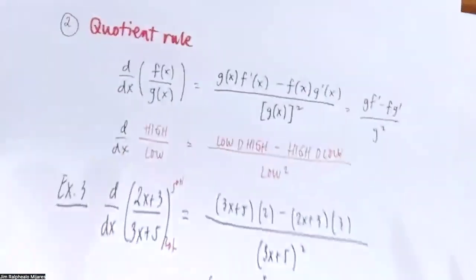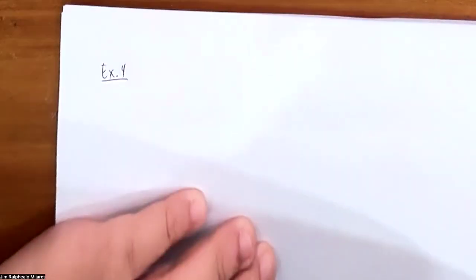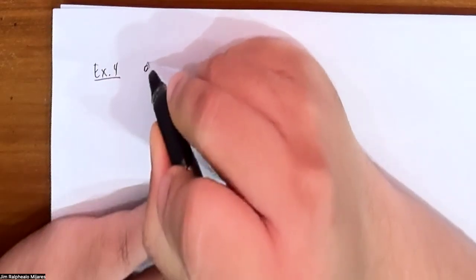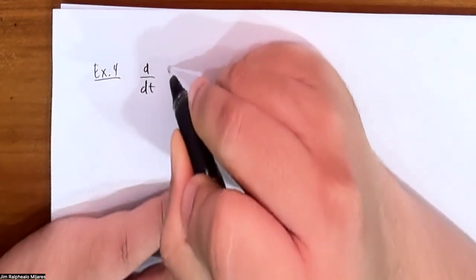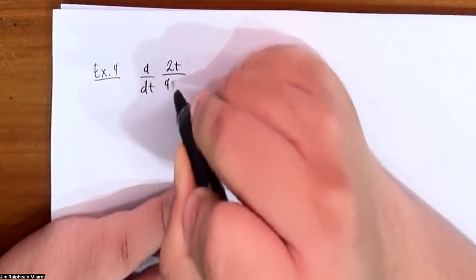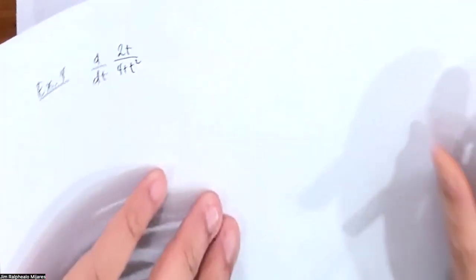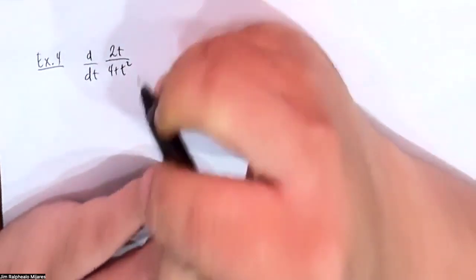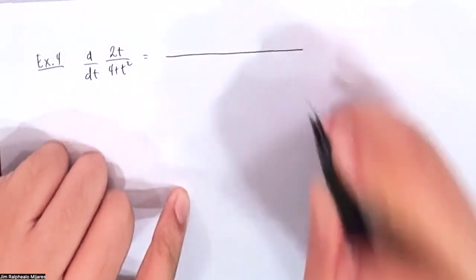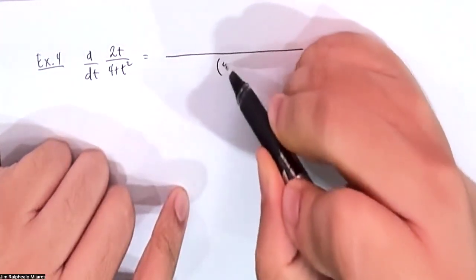Okay. How about, what's the derivative of 2t all over 4 plus t squared? When you see something over something again, okay, 5 seconds, you can pause to try. Answer in 5, 4, 3, 2, 1. Again, do not forget the low squared. Write that first.